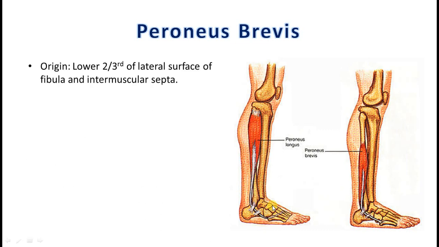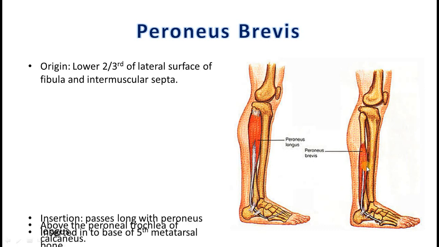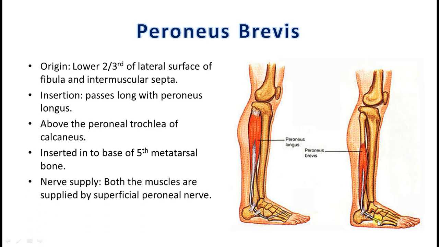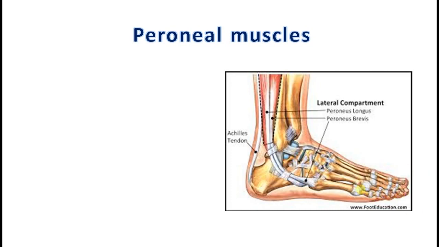The next muscle you are able to see here is the Peroneus Brevis, arising here from the lower 2/3 of the lateral surface of the shaft of the fibula and adjoining intermuscular septum. The tendon passes along with the Peroneus longus, the same way deep to the superior peroneal retinaculum, and is inserted into the base of the fifth metatarsal bone. So this does not go to the under surface, it is just getting inserted into the base of the fifth metatarsal bone. Both the muscles are supplied by the superficial peroneal nerve. So Peroneus longus and Peroneus brevis you are able to see here.